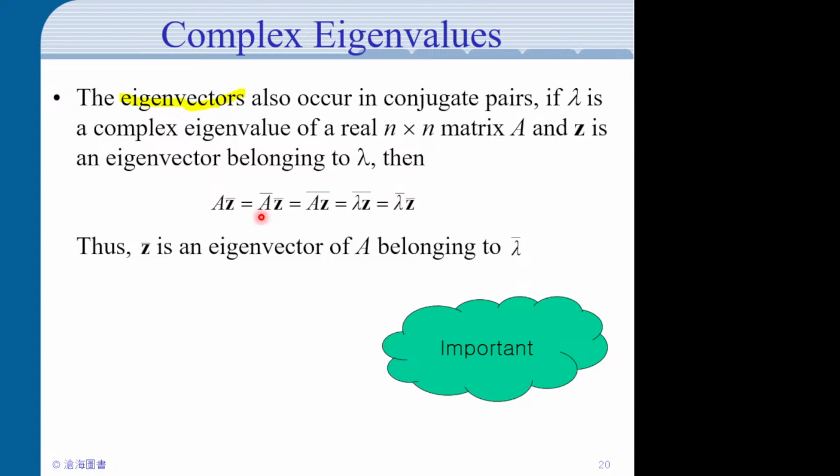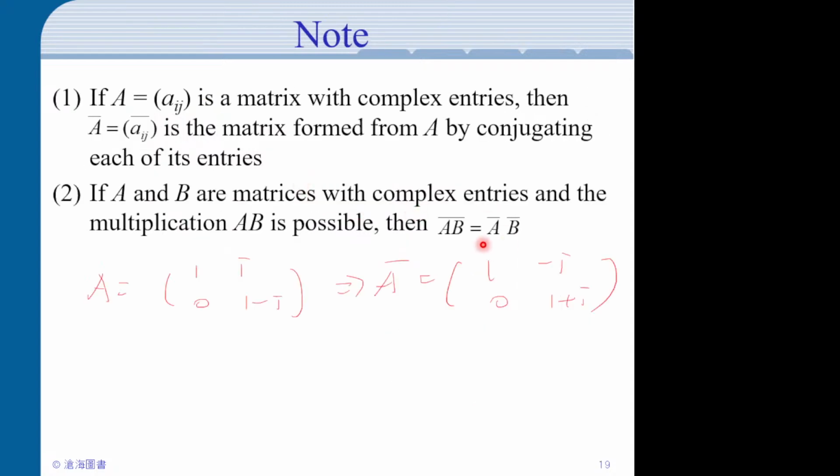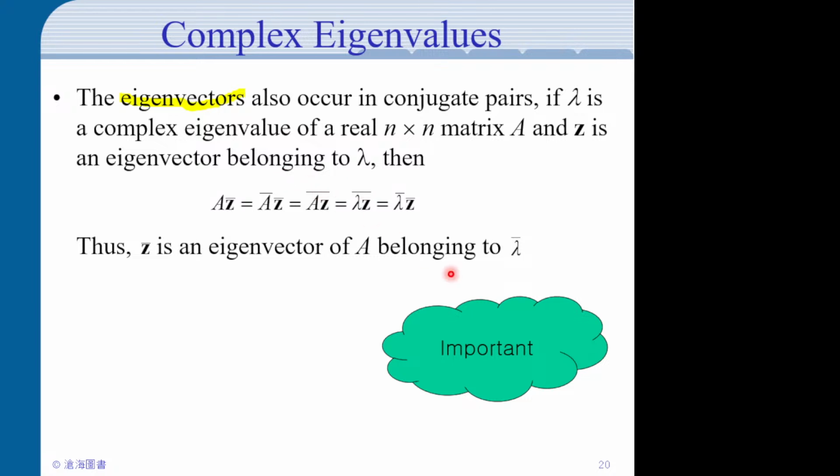A z bar will equal A bar z bar, because A is real, so A bar equals A. And as we say, A bar z bar equals A z bar. But A z is from the eigenvector equation, so A z should be lambda z. And so this is lambda z bar, and then this is lambda bar z bar, because you can kind of think of lambda as a one-dimensional matrix.